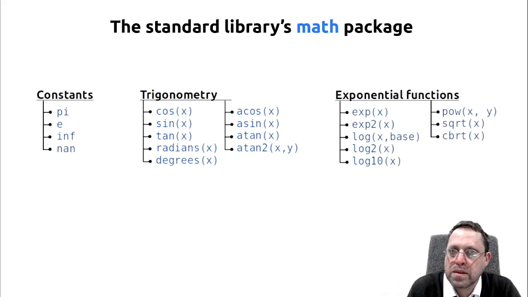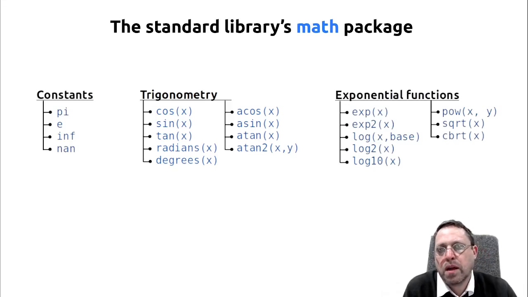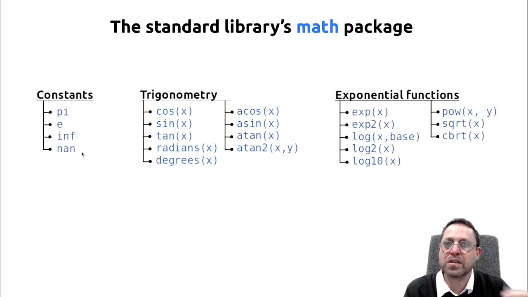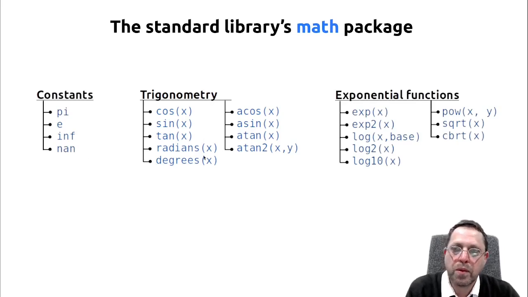Here I'm just showing the ones that we need the most. Things like trigonometric functions, exponential functions, and also some constants like pi, 3.1415, etc. Euler's constant, inf stands for infinity, and nan stands for not a number. So these two, inf and nan, are constants that you can use as placeholders to indicate those values, inf and not a number. Then we have the standard trigonometric functions, cosine, sine, tangent.